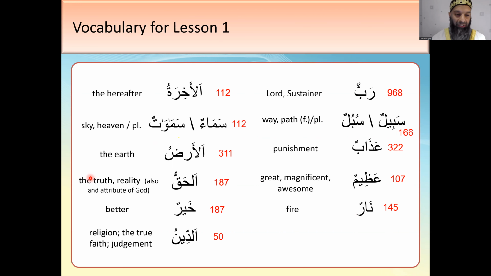Okay. Next one, Nurun. Nurun is light, 43. So these words, get them in your head. Look how many times they're coming in. You need to put these words in your head. Go over them again and again and again.